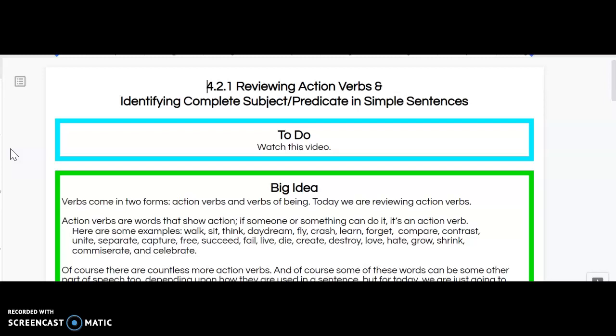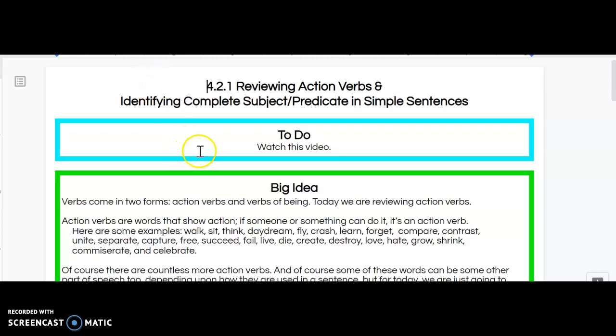All right, moving on to today. So today we're going to be reviewing action verbs and we're going to be identifying the complete subject and the complete predicate in simple sentences. This stuff is probably review. Even if you don't remember it, that's okay. That's why we're reviewing it. If you do remember how to do this stuff and what all this means, then today's going to be easy peasy. And if you don't, like I said, it's okay. That's why we're reviewing it.